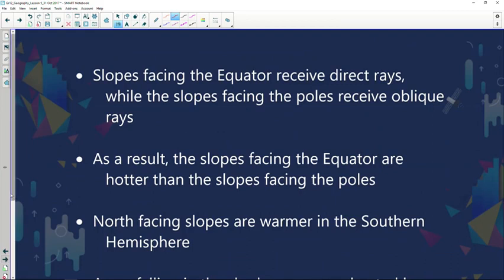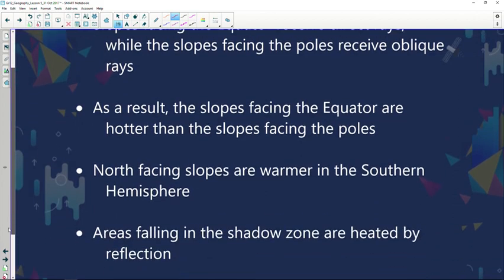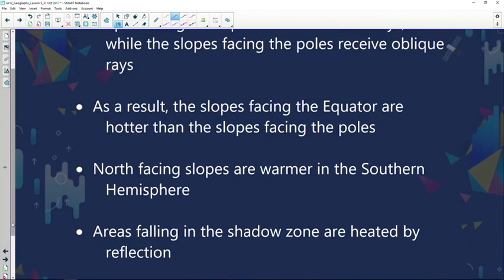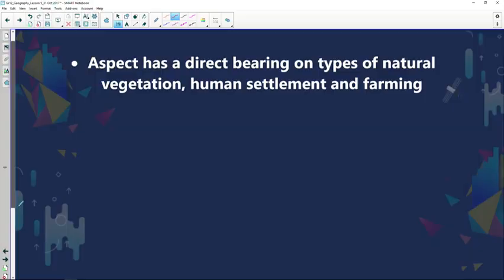Now, already discussed it, the north-facing slopes are warmer in the southern hemisphere. Now, keep in mind, it's vice versa in the northern hemisphere. In the northern hemisphere, which slopes are going to be warmest? The south-facing slopes. Why the south-facing slopes? Because it's facing towards the equator. Now, I've already discussed with you the importance of aspect on natural vegetation and human settlement.